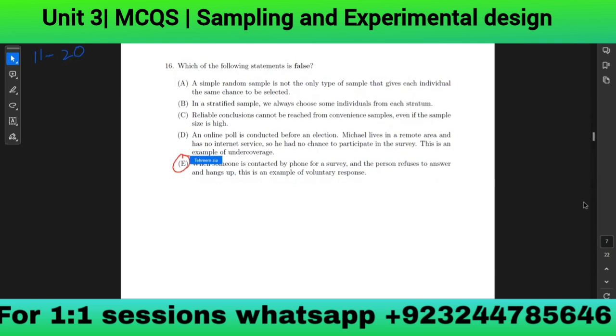When someone is contacted by phone for a survey, the person refuses to answer and hangs up. This example is of voluntary response? No. This is an example of nonresponse, not voluntary response. We are going to choose a false statement now. So this statement is false. The correct one is that this is nonresponse. This is not voluntary.